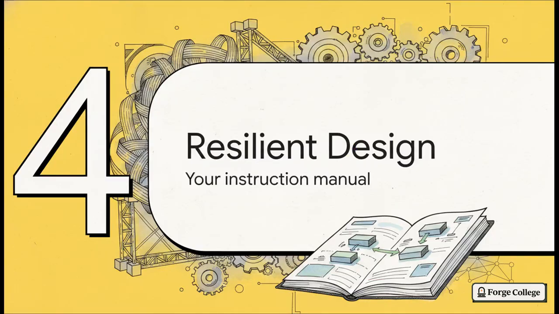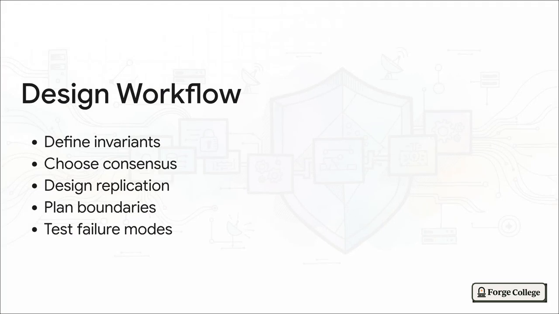Section 4, Resilient Design Workflow, your instruction manual. With the engine running smoothly in our minds, I want to hand you a repeatable, step-by-step workflow for designing resilient ledger solutions from scratch. This sequential checklist is your ultimate guide for drafting your capstone. When you're building enterprise architecture, you don't just wing it, right? You follow the steps, much like an airline pilot running through pre-flight checks.